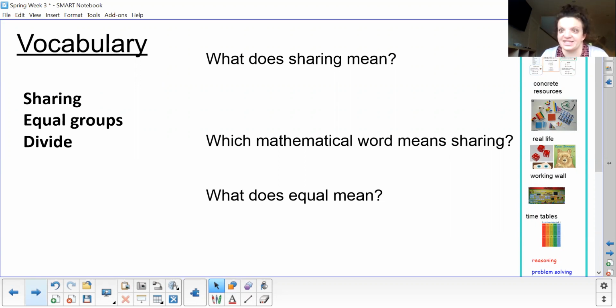So we use the divide sign, which we'll talk about in a little while, and the word we use is divide, and that means to share into equal groups, to put the same number into each group, and equal means they're the same. So when we share, we put the same amount into each group, and we make sure that each group has the same.